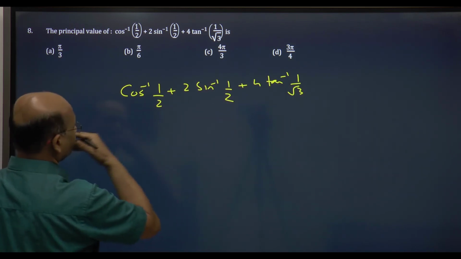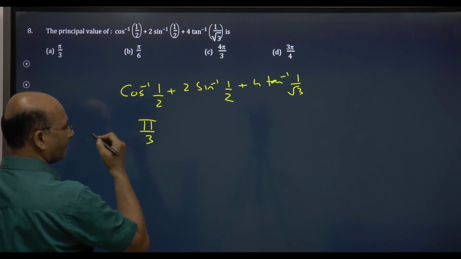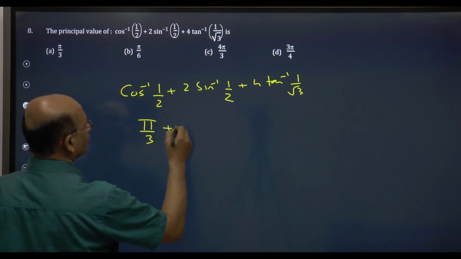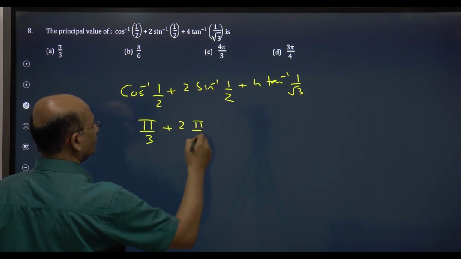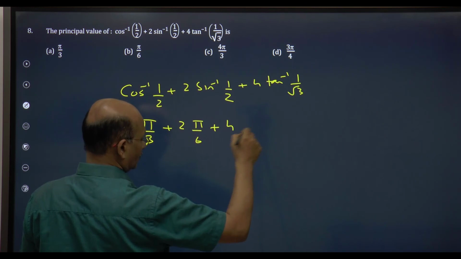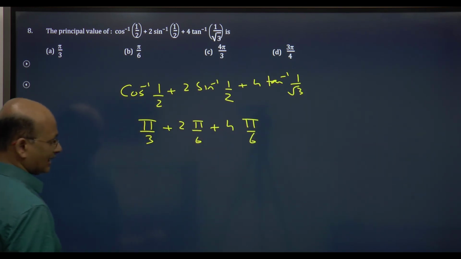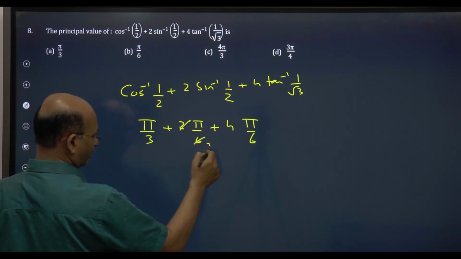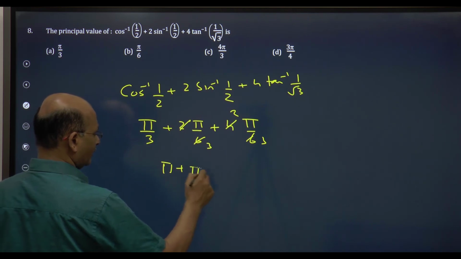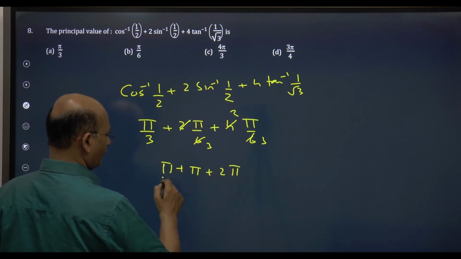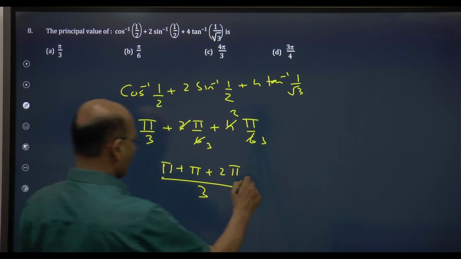I give you 30. Cos inverse half is, I think, pi by 3. Yes. Plus 2, it will be pi by 6. Then plus 4, it is 1 by root 3 is pi by 6. And see what happens, guys. So 2 1s are, 2 3s are, 2 2s are, 2 3s are. So pi plus 2 pi upon 3. What is the answer? Is it 4 pi upon 3?